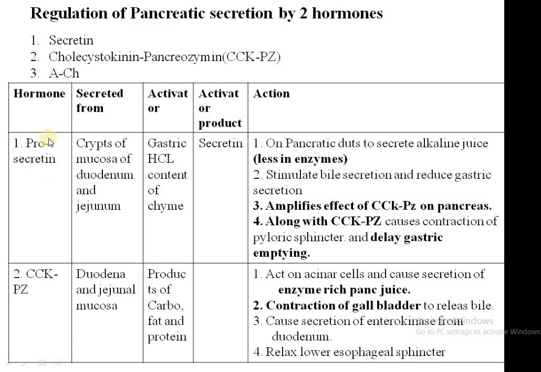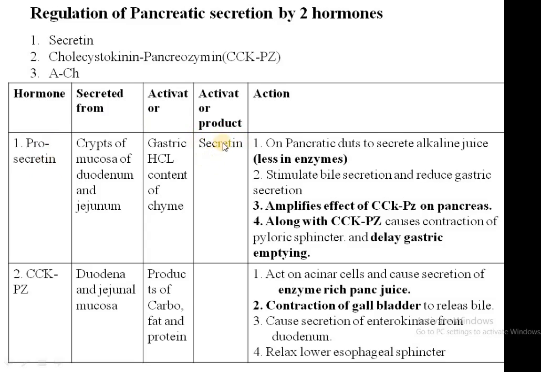The precursor of secretin is prosecretin. This prosecretin is released into the crypts of the mucosa of the duodenum and jejunum, and the stimulus for this is the acidity or HCl content of the chyme. The chyme is formed in the stomach and released into the duodenum. It consists of the HCl of the gastric secretion, and it acts on the crypts of the mucosa of the duodenum and jejunum and causes the release of prosecretin, and this prosecretin then converts into the activated product, that is secretin.